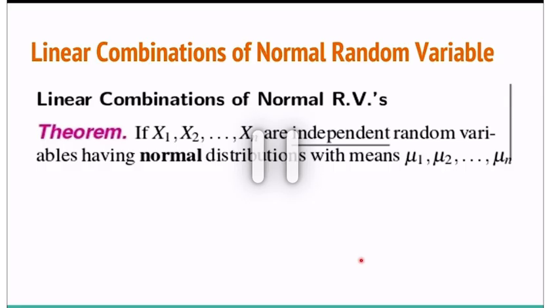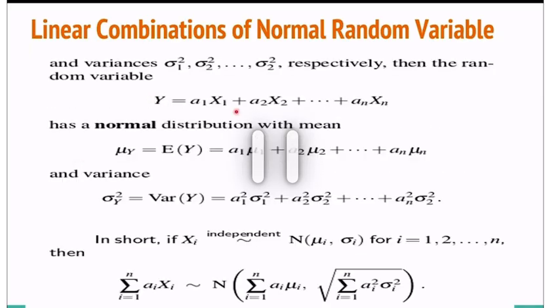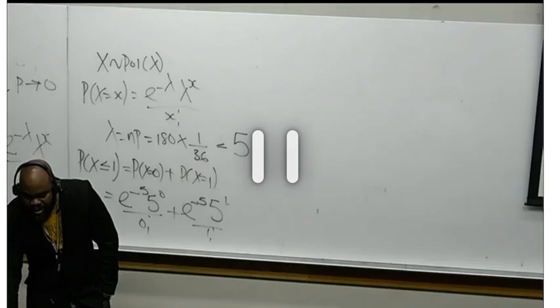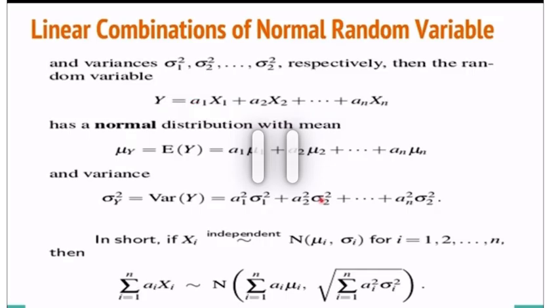If y is a linear combination of x1, x2 up to xn, and each of them follows a normal distribution, they have their means and their variances. If I want to find the mean of y, it is also going to be a linear combination of the means. If I want to find the variance of y, it is also going to be a linear combination of the variances. Why do I not have a covariance here? Because we mentioned that x1, x2 up to xn are independent.